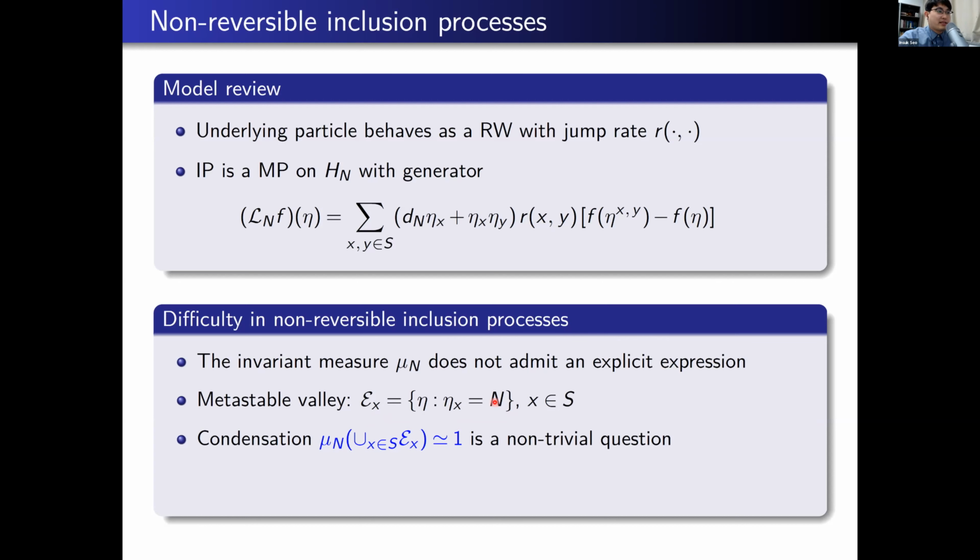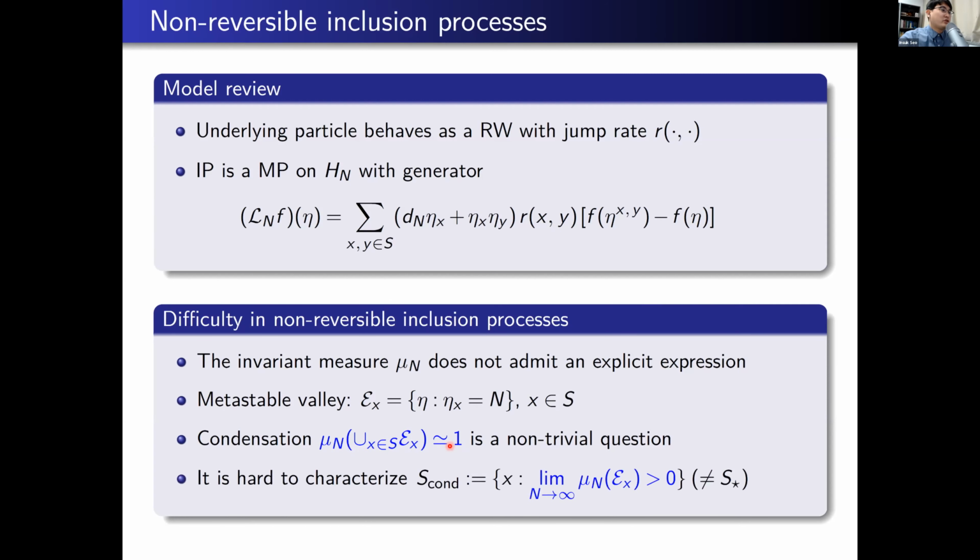So let's define the metastable valleys as before. But even condensation is now a non-trivial question. It is very hard to prove this because you don't have an explicit formula. You just have to work with this generator to prove this. That is a very difficult mission.